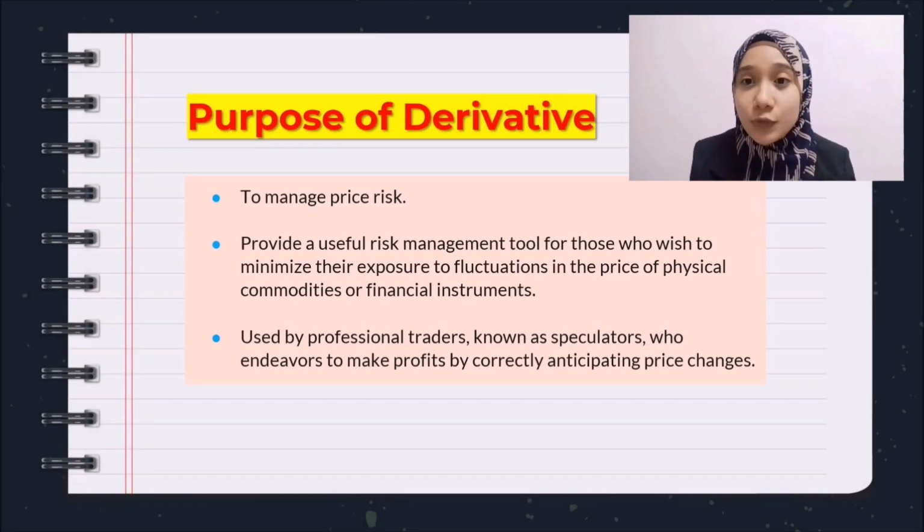We proceed to the purpose of a derivative. The first one is to manage the price risk. The second one is to manage fluctuation in the price of physical commodities or financial instruments. The last one is to make a profit by correctly anticipating price change.